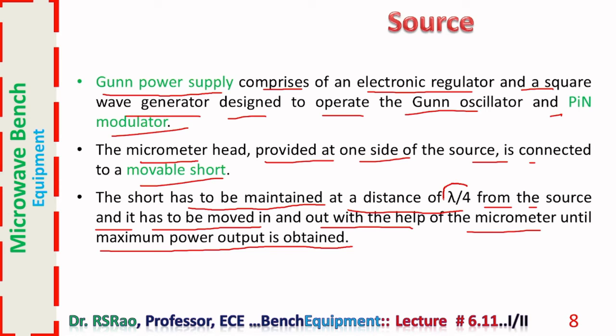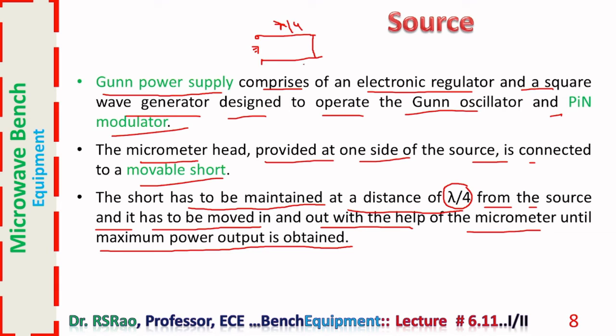Why this λ/4 distance? Consider a transmission line, a piece of transmission line whose length is λ/4. It is called a quarter wave section or quarter wave transformer. Now, let us suppose one end is shorted and the source is connected at the other end. This is the input side, the input port.